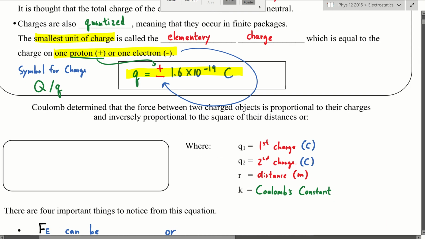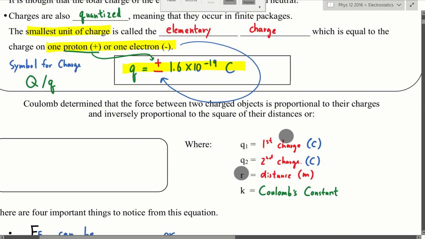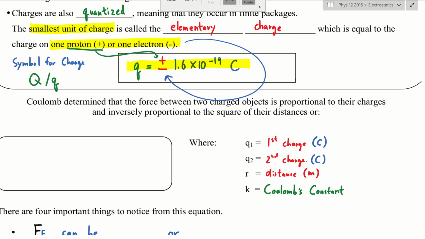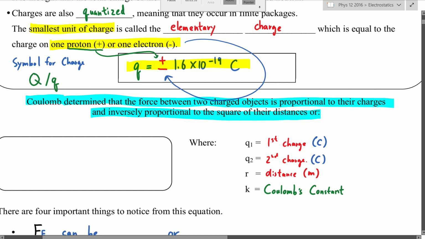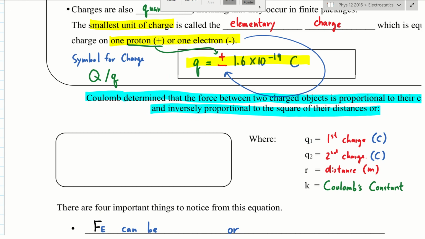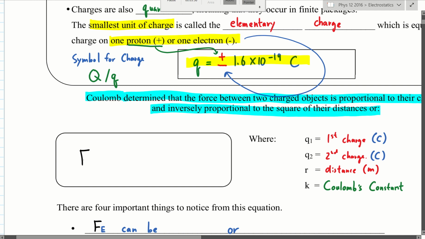Okay, so what do charges actually do? Well, when you have mass, you have gravitational attraction force between the two objects, right? Now it turns out the analogy for charge is almost exactly the same. Coulomb determined that the force between two charged objects is proportional to its charge and inversely proportional to the square of the distance. That means if you have two objects with charges, there will be a force in between them.